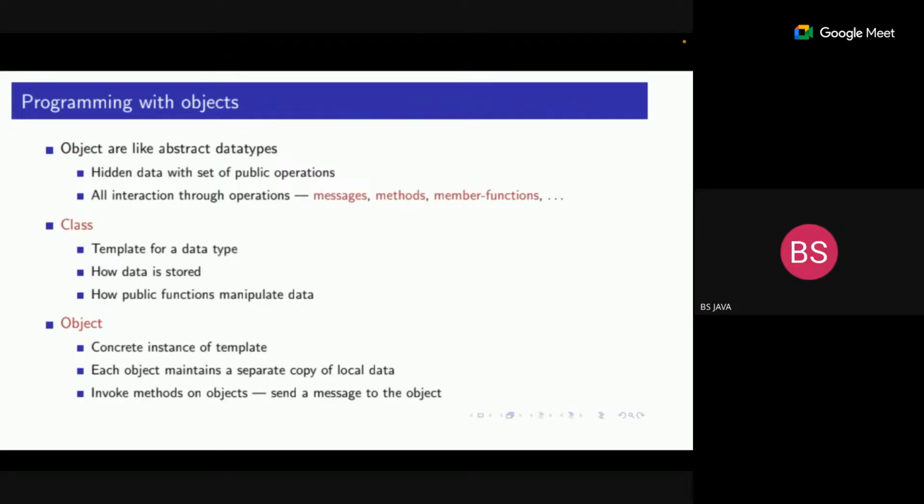And an object is the concrete instance of the template, which means the class will not be allocated any memory. For a class, we won't allocate any memory, but for an object, a chunk of memory will be allocated. Each object will have a separate copy of its own local data, and we can invoke the methods of these objects on this particular data.